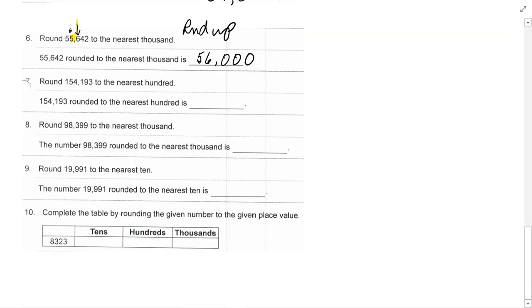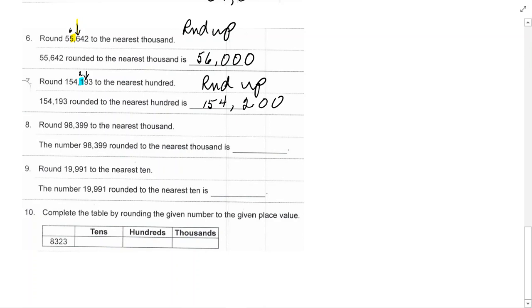Next one. Round to the nearest 100. There is a 1 in the hundreds place. What's behind it? A 9. It says round up, so the 1 becomes a 2. It is 154,200.